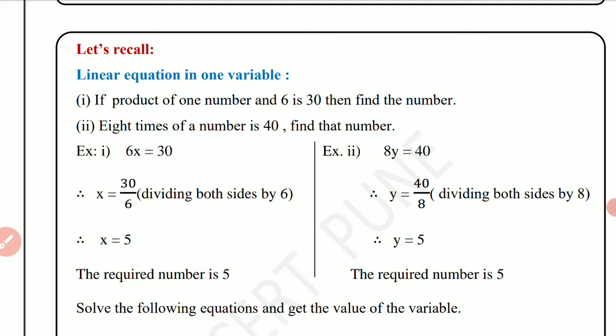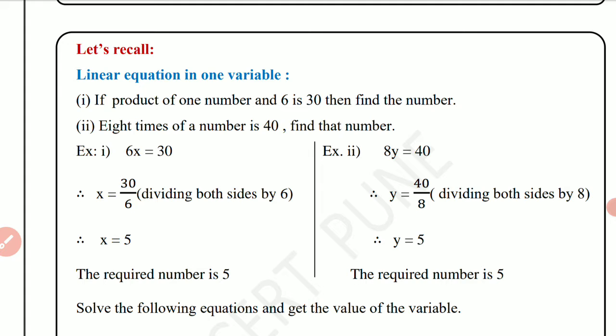If we take the number as x, then the product of 6 and x is 30, that is 6x is equal to 30. If we divide 30 by 6, dividing by 6 on both sides, that is x is equal to 30 upon 6, we get x is equal to 5. The required number is 5. 6 into 5 is equal to 30. That is, the answer is correct.